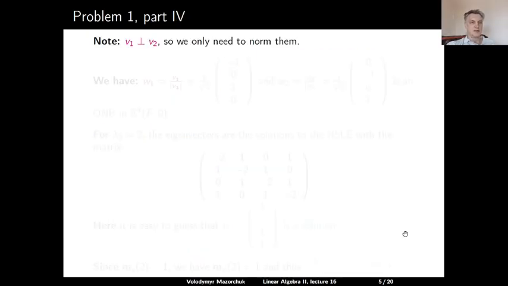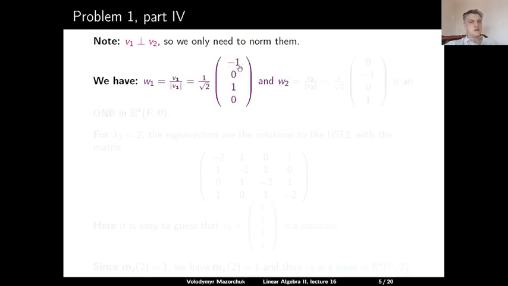Note that we got lucky. The two vectors which we got, v1 and v2, are orthogonal. So in order to get an orthonormal basis, we just need to make these two vectors lengths 1. So we multiply them by some scalars so that the outcome has lengths 1. So we define the vector w1 as v1 divided by the length of v1.